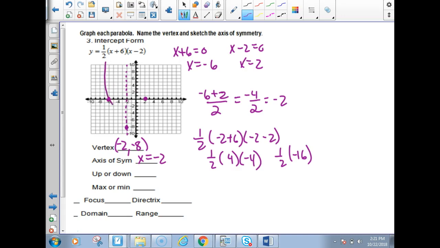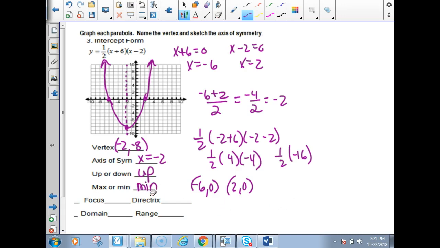And then you can sketch your parabola. I chose to sketch it first this time. Okay. Now, if I asked you for the x-intercepts, you would write them in point form, which is negative 6, 0, and 2, 0. Those are ordered pairs. This thing's opening up, so it has a min.